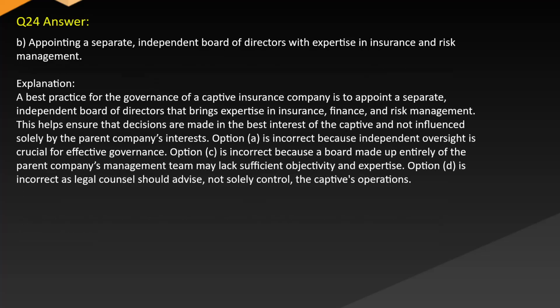Answer: B. Appointing a separate independent board of directors with expertise in insurance and risk management. Explanation: the best practice for the governance of a captive insurance company is to appoint a separate independent board of directors that brings expertise in insurance, finance, and risk management. This helps ensure that decisions are made in the best interest of the captive and not influenced solely by the parent company's interests. Option A is incorrect because independent oversight is crucial for effective governance.